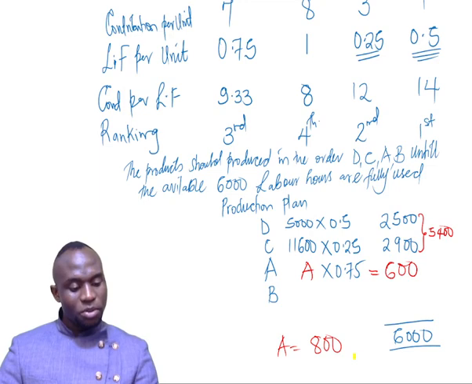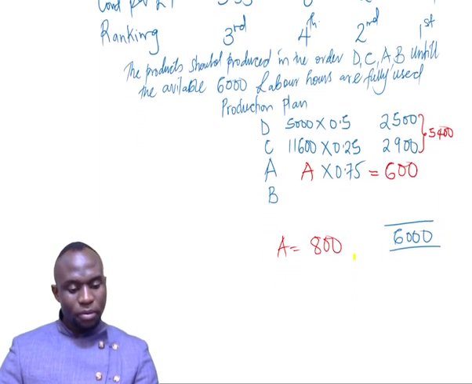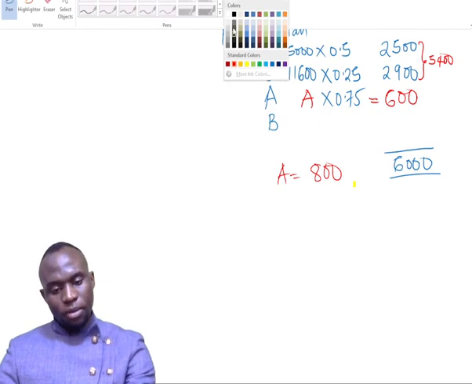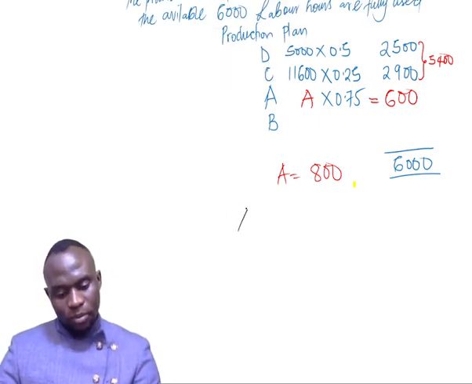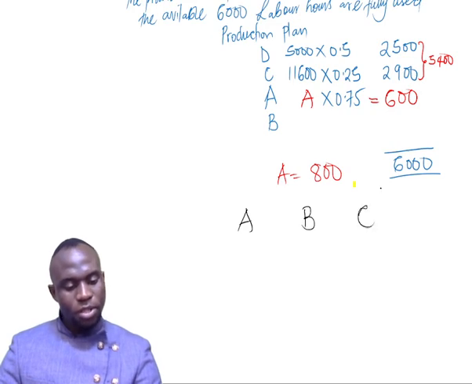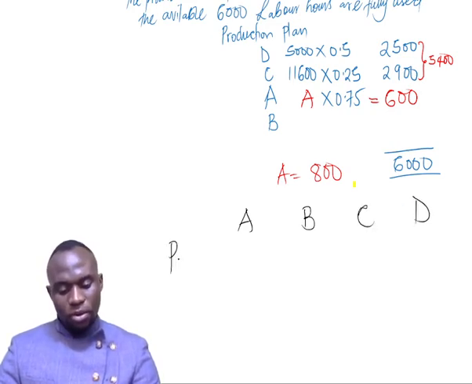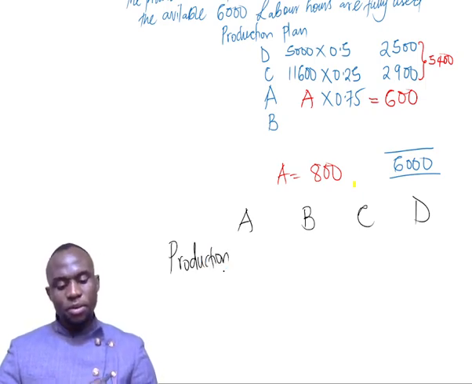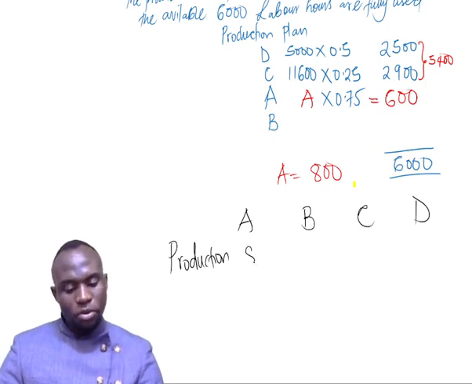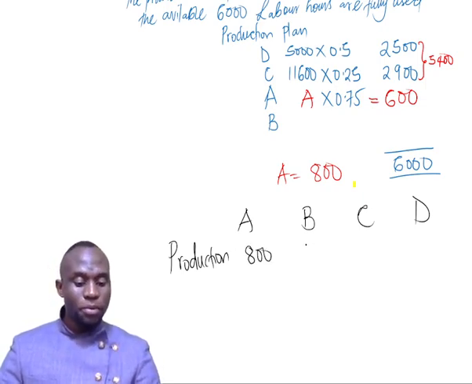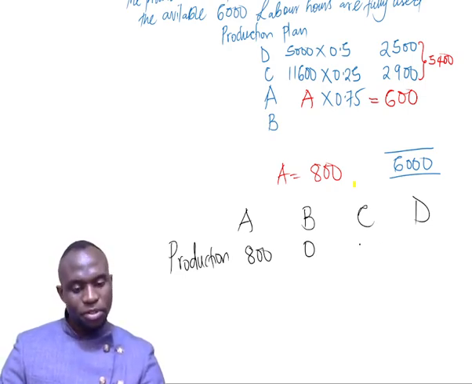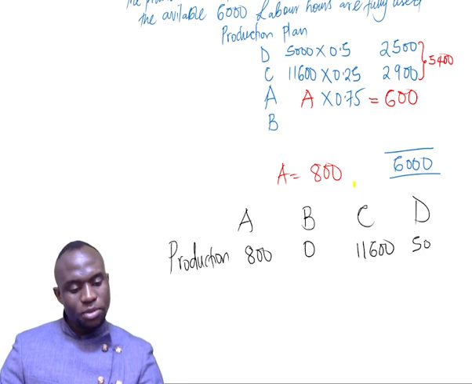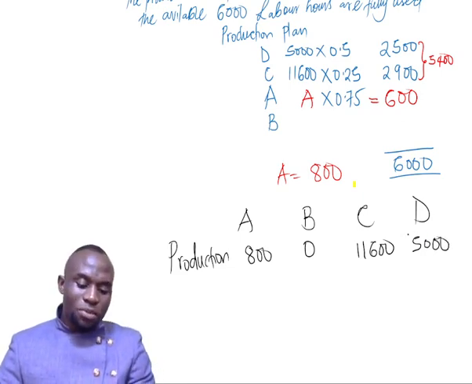So what is our production plan? These are the products: product A, product B, product C, product D. So this is how we are going to produce. Production units: for A, we should produce 800. For B, we should produce 0. For C, we should produce all the units, which were 11,600. And for product D, we should produce 5,000 units. So this is what we are going to produce.